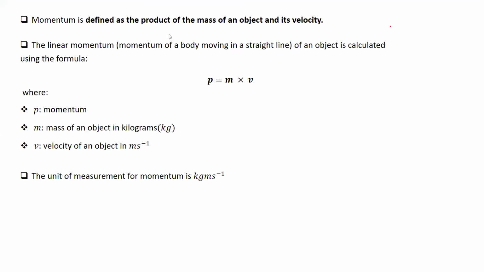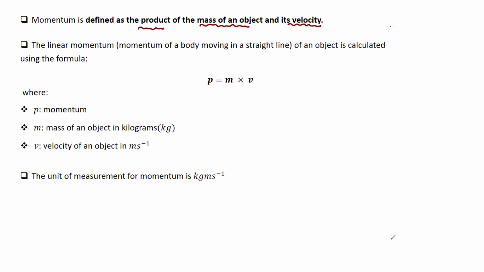Let's start. Momentum and impulse. Now, when you speak about momentum in physics, it is defined, and this is very important because definitions are 2 marks or 0. Momentum is defined as the product. That's a very important statement. The product of the mass of an object and its velocity. In other words, when you multiply the mass that an object has and its velocity, then you've got momentum.